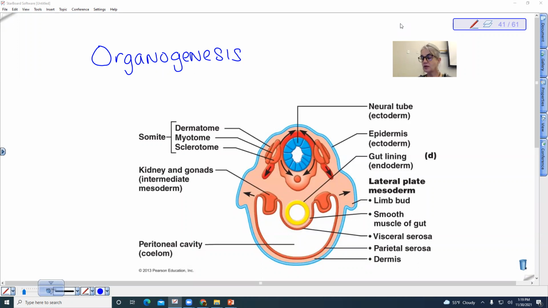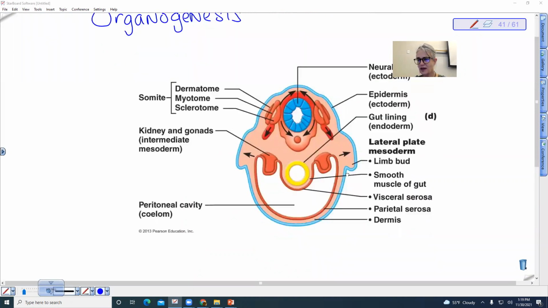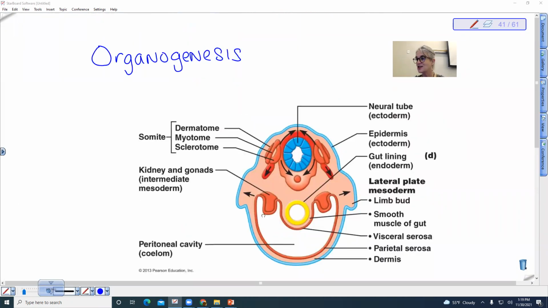So when we talk about the spinal cord, we could talk about the neural tube. And the neural tube is derived from ectoderm, as is the skin. So this is early on, this is like at 5 weeks, we start to see this differentiation.